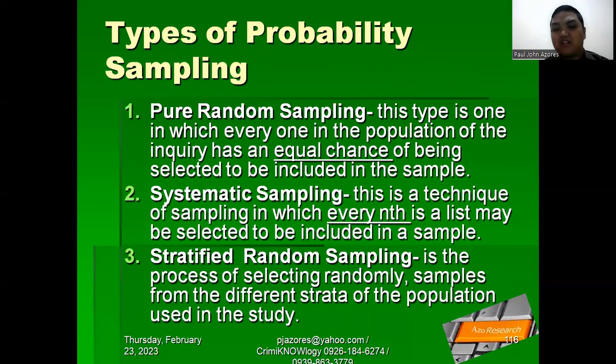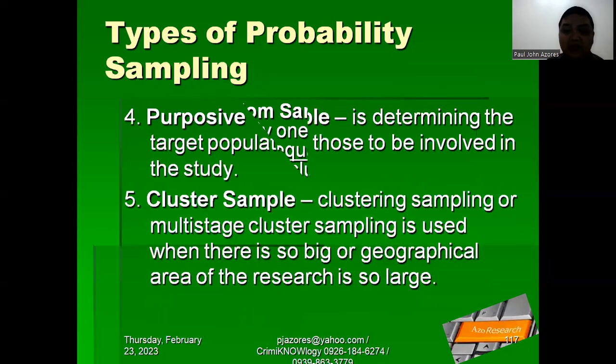Those are some techniques that we can use in systematic sampling. Stratified sampling is the process of selecting random samples from different strata of the population used in the study. Random, but within the different strata of the population used in the study. Purposive sampling is determining the targeted population, those to be involved in the study.